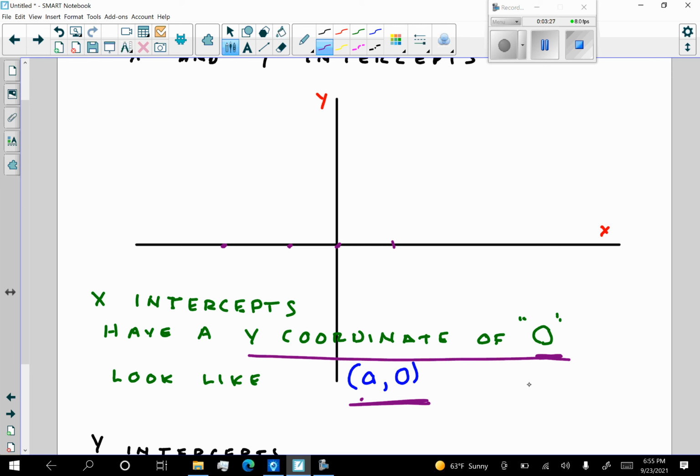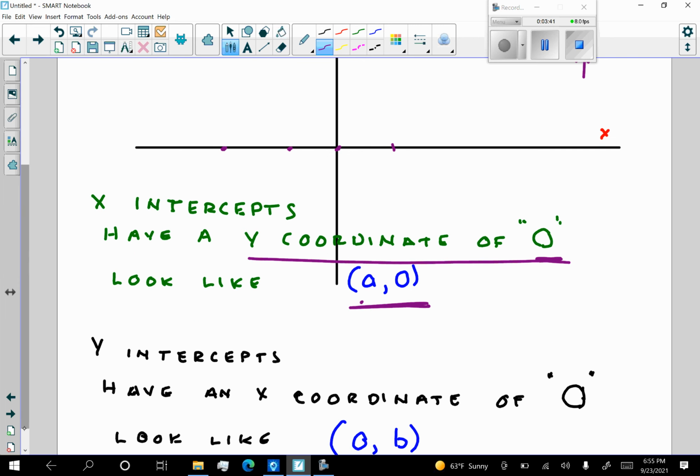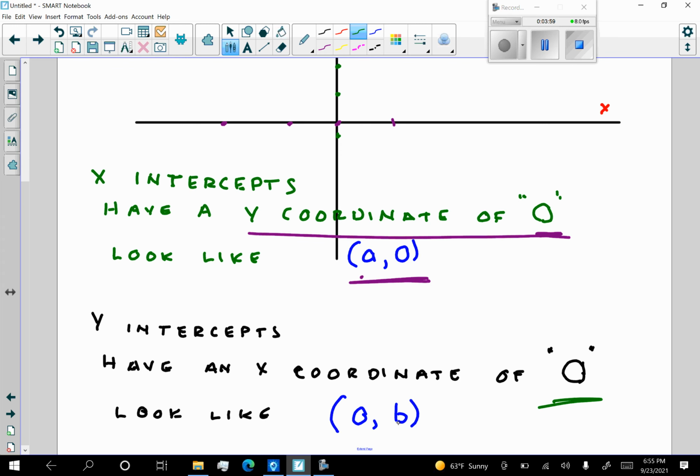And we know about an ordered pair, x comma y. All ordered pairs are x comma y, where the x comes first. So for x-intercepts, the y is going to be 0. They all are. In like manner, y-intercepts all have an x-coordinate of 0. Again, if I look at all of these points here on the y-axis, they're all going to have an x-coordinate of 0. And they're going to look like 0, comma b. And again, a linear equation will only have one x-intercept and one y-intercept.